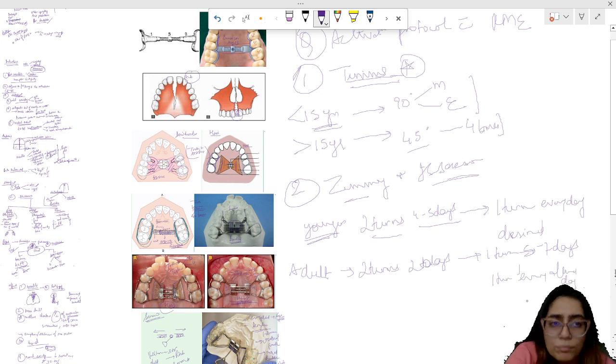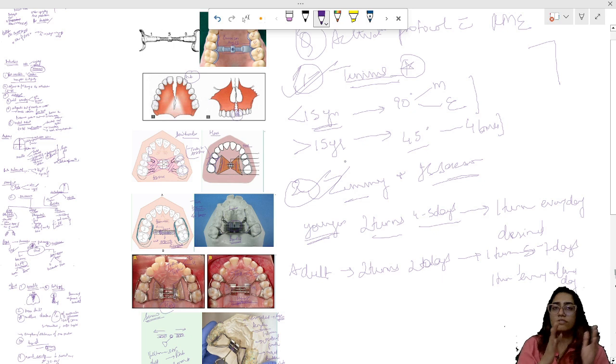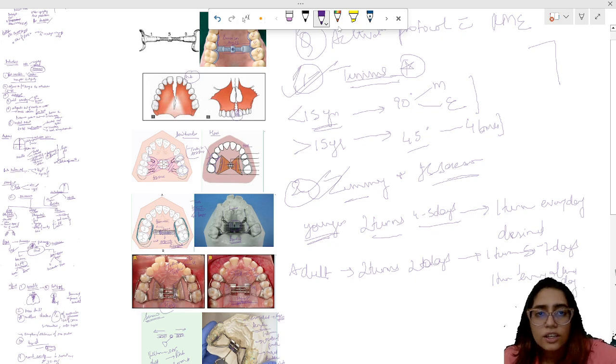So I know this is something you will have to mug up, there is not much understanding involved, but this is the activation protocol given by Timms and by Zimring and Isaacson, and it can be asked. Even the table which differentiates between the slow and the rapid type of expansion can also be asked, and it has been asked.